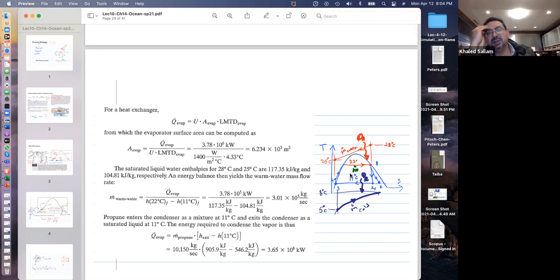This is screaming for a design problem. How do we design a system like this so that we can maximize efficiency of the propane and minimize the area of the heat exchanger? And so it depends on which one is more expensive, right? And you can see how he's calculating m dot warm water by saying Q dot equals m dot delta H.